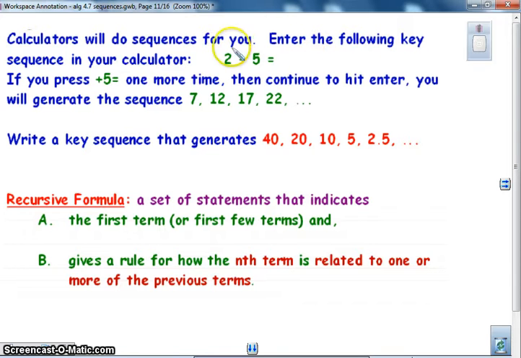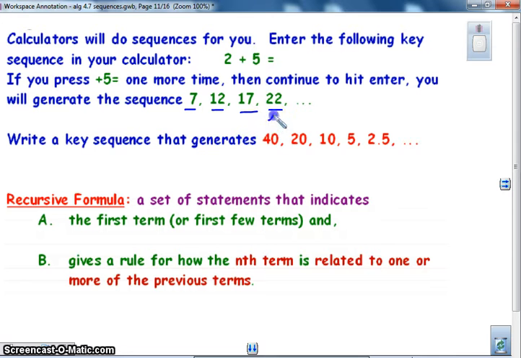So if you enter the following key sequence in your calculator, and this is any scientific calculator, 2 plus 5 and hit equals. Then if you press plus 5 again and hit equals, and one more time, you should continue hitting enter. You should get this sequence: 7, 12, 17, 22. So it asks you now, could we write a key sequence for getting 40, 20, 10, 5, 2.5?